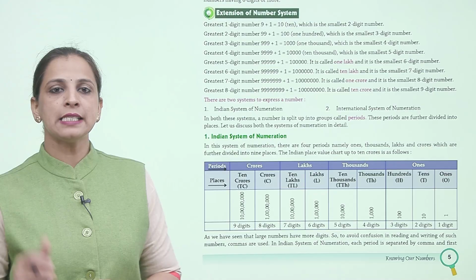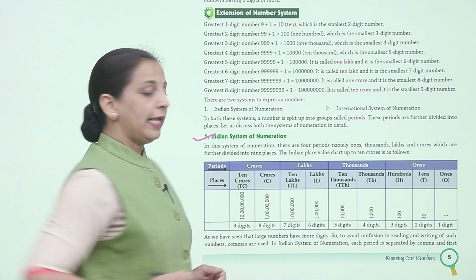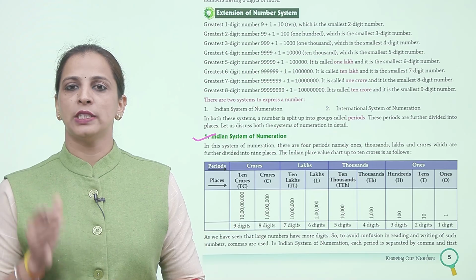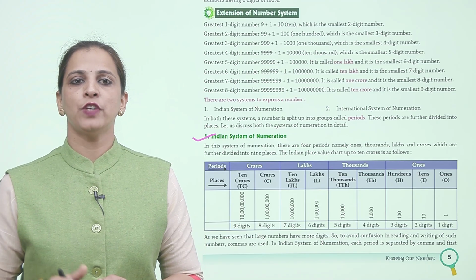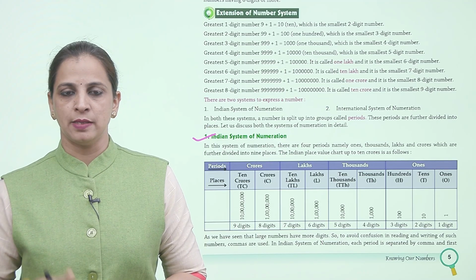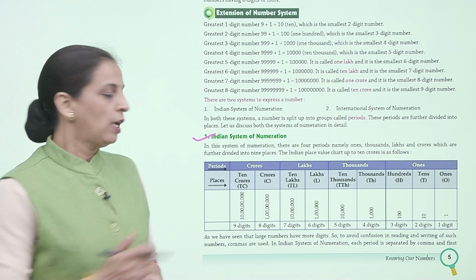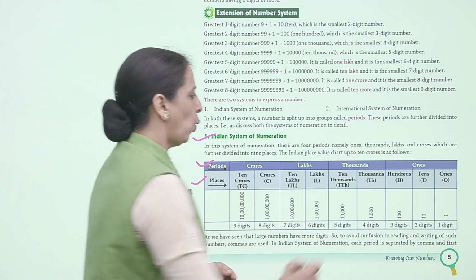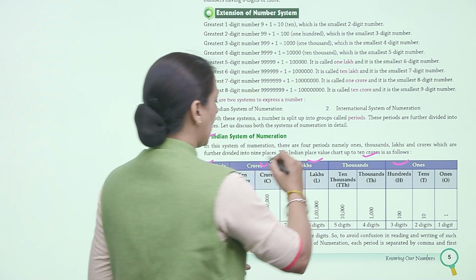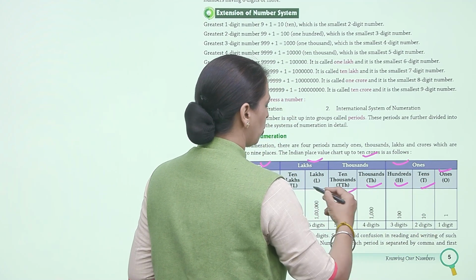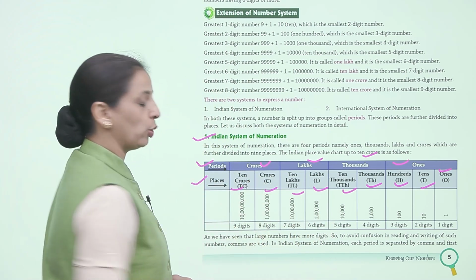First is the Indian system of numeration. In this system of numeration, there are 4 periods, namely ones, thousands, lakhs and crores, which are further divided into 9 places. The Indian place value chart up to 10 crores is as follows. Periods and places: ones, thousands, lakhs and crores. It's ones, tens, hundreds, thousand, 10,000, lakh, 10 lakh, crore and 10 crore.